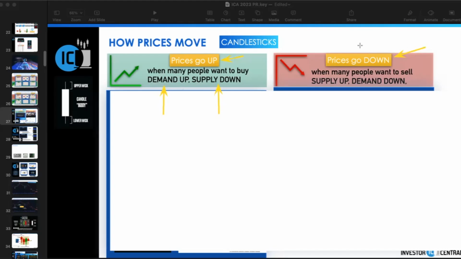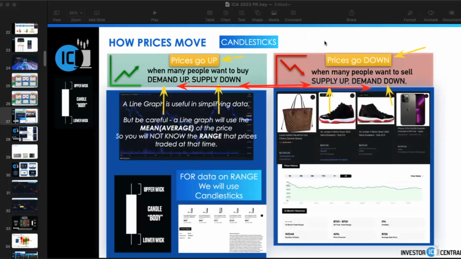Then on the other side, when prices go down, that's when a lot of people want to sell, right? The supply has gone up, right? You can see how these are going to be opposites of each other. Demand goes down. All right, so with that being said, you can always consider how our prices are going to be charted, how they're going to be put into data for us to understand.